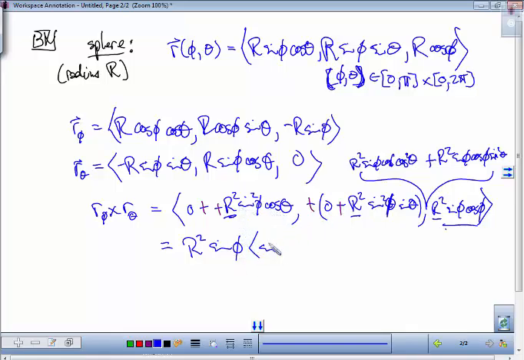I have a sine phi cosine theta, sine phi sine theta, cosine phi. Okay.